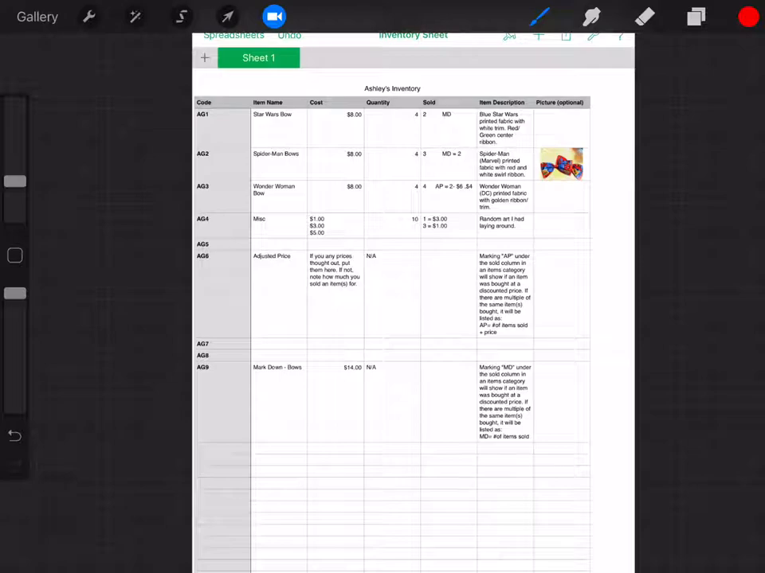I'm going to tell you about the categories: code, item name, cost, quantity, sold, item description, picture, and so on. What they mean, why they're important, and this is just a good reference guide for you guys to complete this. An inventory sheet is mandatory for an art sale for not only you, but for the people hosting the event and the cashiers. It keeps everything in order and in check. We'll go ahead and dive right in.